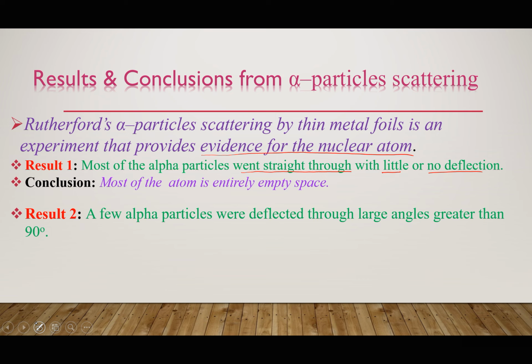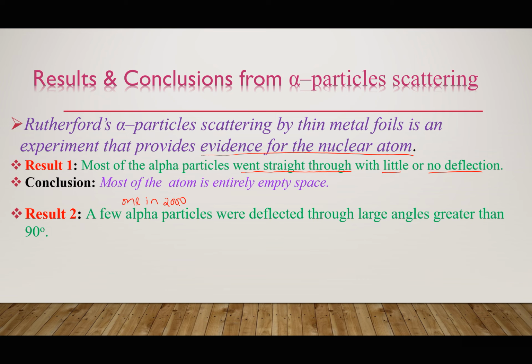If some alpha particles are deflected through large angles, just a few, these are actually 1 in 2000. 1 in 2000 alpha particles was deflected through large angles greater than 90 degrees. So if 1 in 2000 is deflected, it means 1999 particles went either straight through or with little deflection.